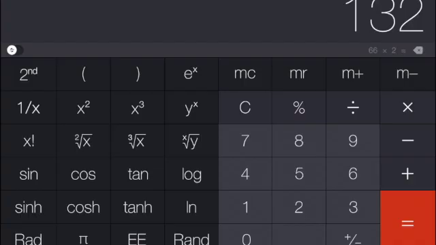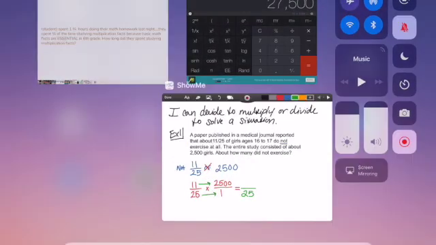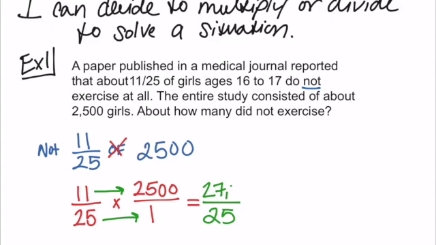Multiply straight across the top, and I am going to cheat and use my calculator, which is right here. And we had 11 times 2,500, which equals 27,500. Now we have to simplify this. Remember, I was teaching you that your fraction bar is going to become many, many different things. So in this case, your fraction bar could also be thought of as a division sign. So our 27,500 over 25 could also be viewed as 27,500 divided by 25.